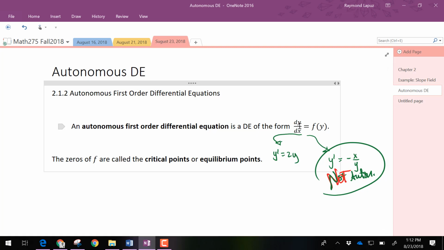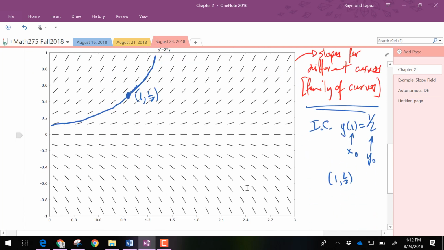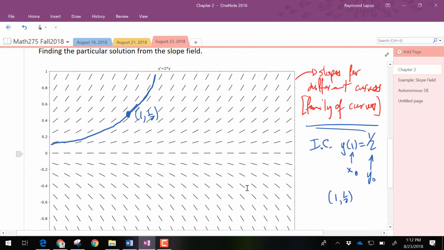And we've seen functions like that where it doesn't matter what x is equal to, y is always equal to something. That's a constant function. But if you take a look at the slope field for an autonomous differential equation, what we're saying is that it doesn't matter what x is equal to. The only thing that matters is y.